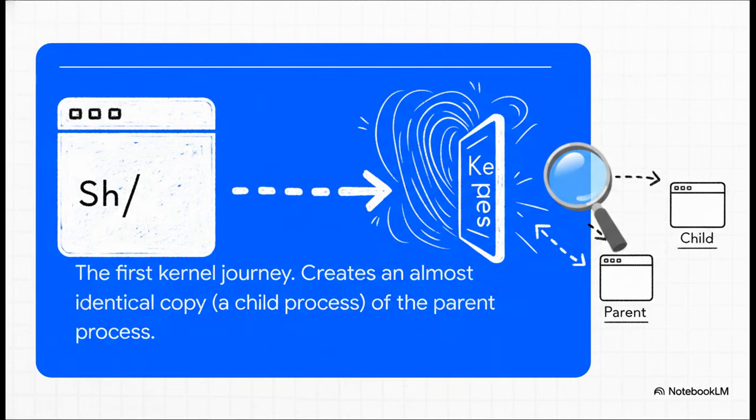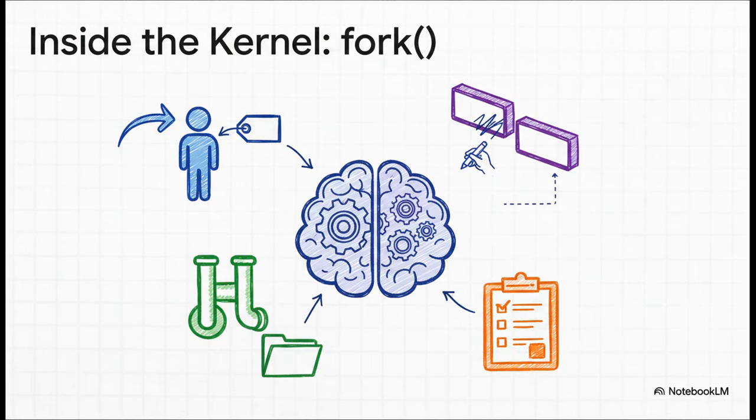And what it's asking is kind of weird. It's telling the kernel, hey, can you make a perfect clone of me right now? And the kernel obliges, creating what's called a child process. Now, once it's inside the kernel, this whole cloning thing is ridiculously efficient. The kernel gives the new clone its own unique ID. But here's the brilliant part.